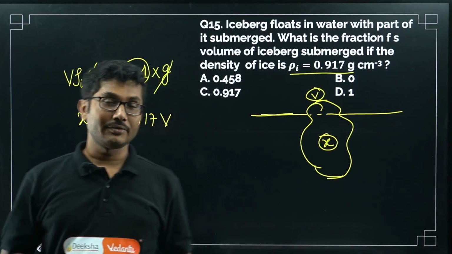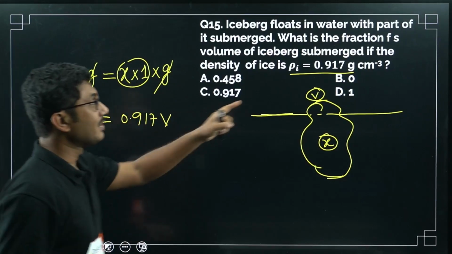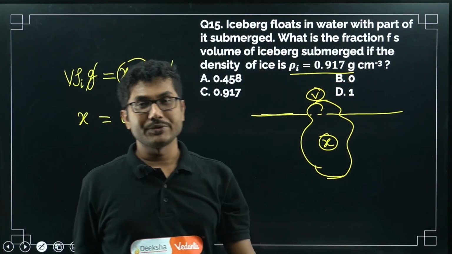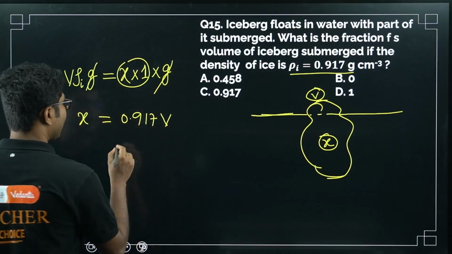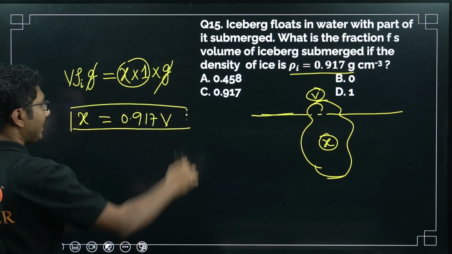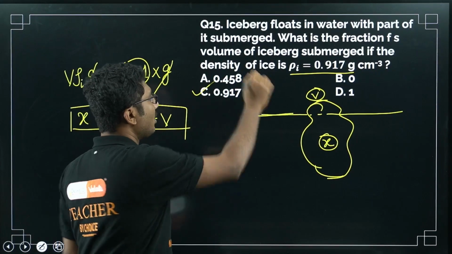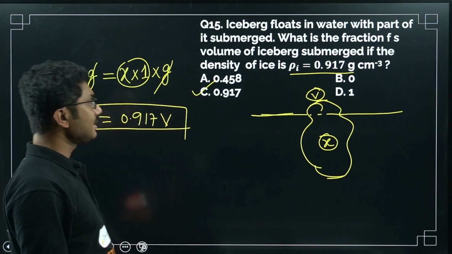Okay, for any other unit it is not 1, only for gram per cc unit. So this is 1. If they have given you kg per meter cube unit, then you have to convert it into gram per cc to solve this question. Be careful about that. Okay, so as we can see that X is directly 0.917 of the entire volume. So the correct answer is option C, 0.917.